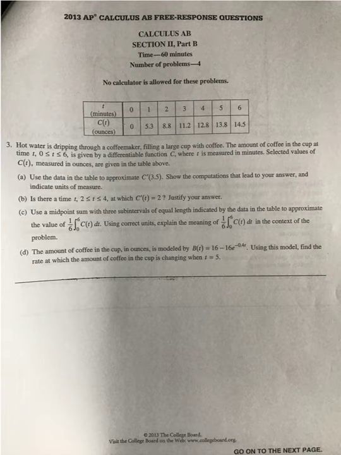Hot water is dripping through a coffee maker, filling a large cup of coffee. The amount of coffee in the cup at time t from 0 to 6 is given by the differentiable function C, where t is measured in minutes. Selected values of C of t measured in ounces are given in the table above. So this table is all about C, where C is the amount of coffee in the cup. Got it?